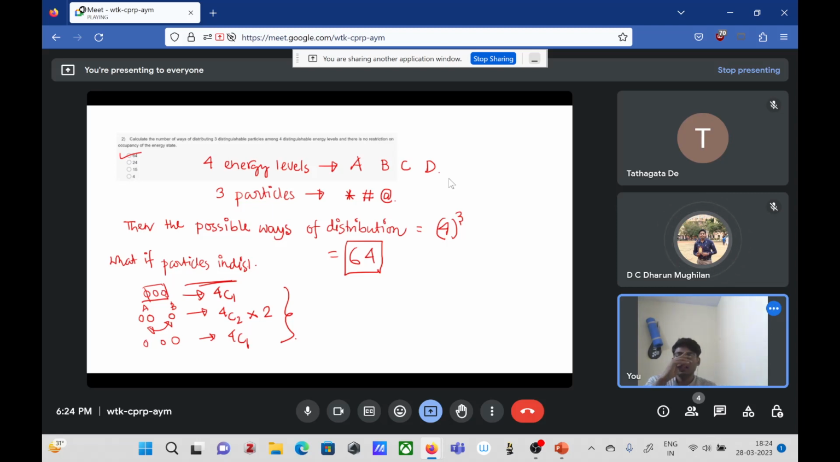In a nutshell, if you have to describe it in physical terms or in a mathematical way, when we are assigning one energy level to a particle, that is equally probable, right? But when we are assigning a number of particles to the energy level, that is not equally probable.